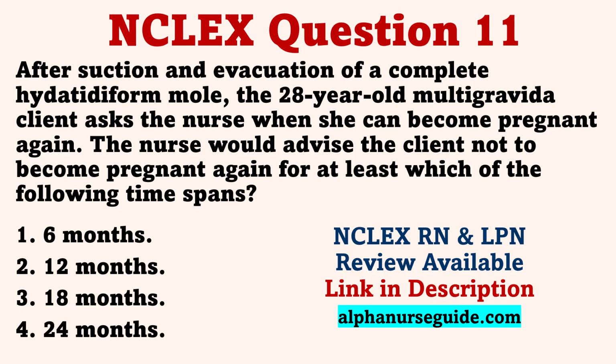Gradually declining HCG levels suggest no complications. Increasing levels are indicative of a malignancy and should be treated with methotrexate. If after 1 year the HCG levels are negative, the client is theoretically free of the risk of a malignancy developing and could plan another pregnancy.